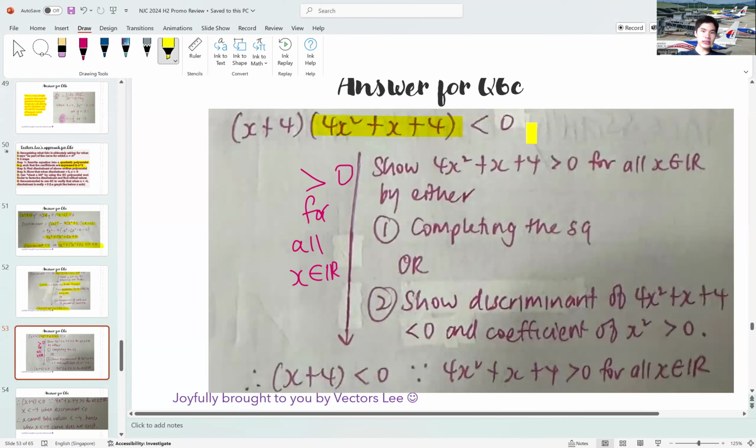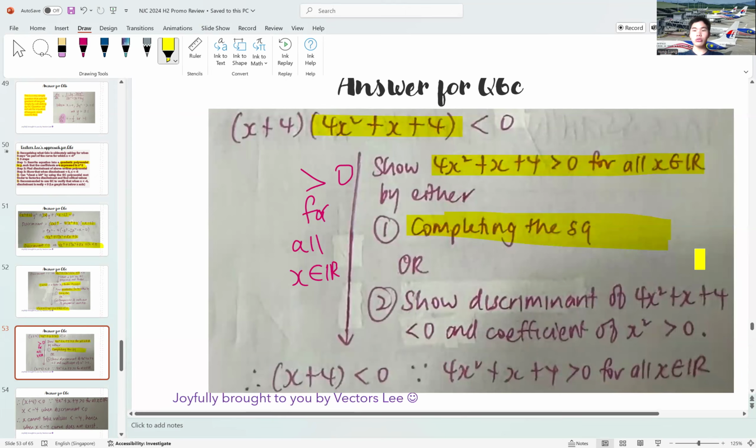As I said again, show that it is more than 0 for all real values of x. You can use two ways. You can complete the square, and then claim that the perfect square is always more than or equal to 0 for all real values of x. And after that, I'm going to add in the constants. You should know all this from Sec 3 knowledge.